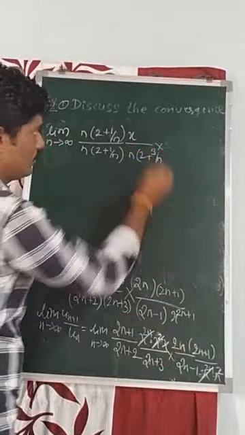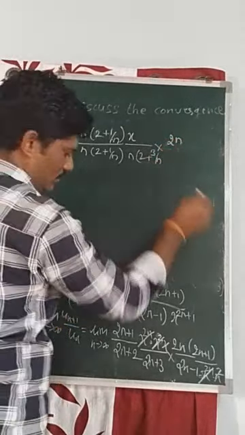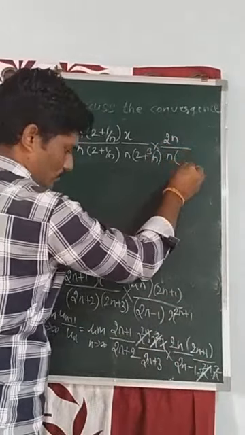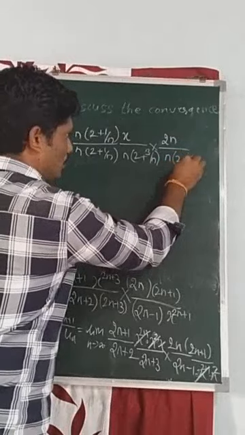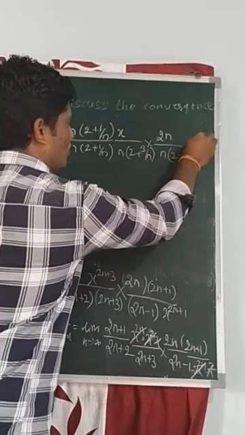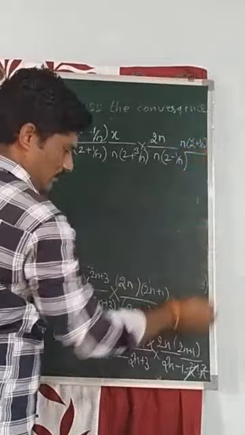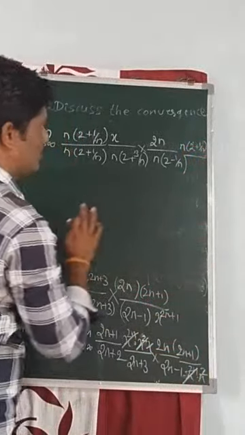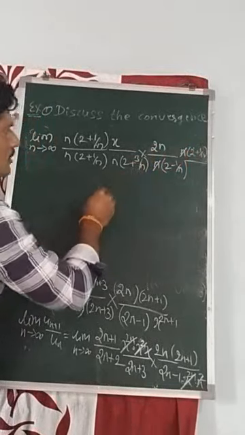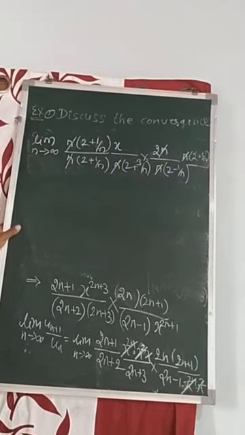In this term, 2 into n. We are taking the n outside, n into 2 minus 1 divided by n. Here n into 2 divided by 1 plus n. Here the x square terms cancel. The n cancels. Next, the other terms cancel.